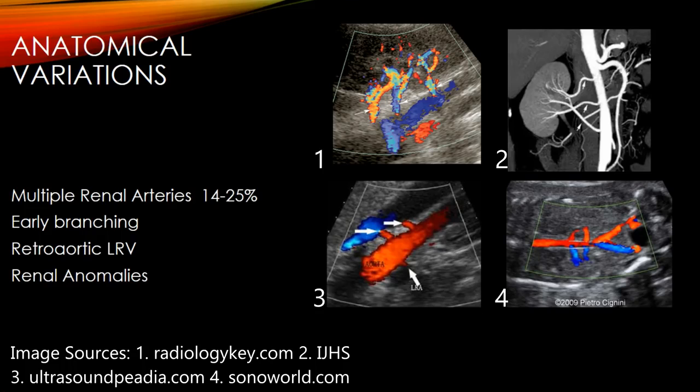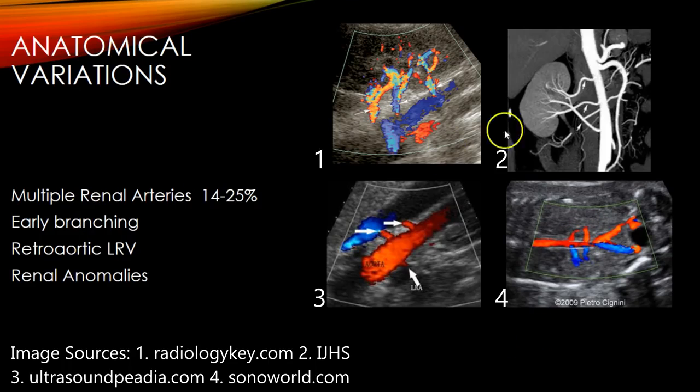Okay, so one thing you have to know about renal artery Dopplers is that there are anatomical variations. Many people have more than one renal artery. A lot of people have 2, some people have 3. 14 to 25% of the population has multiple renal arteries on one side or on both. Here you can see this patient has 3. This is a CT angio showing also 3. And then this is a fetal sonogram showing 2 renal arteries on both sides of the aorta.